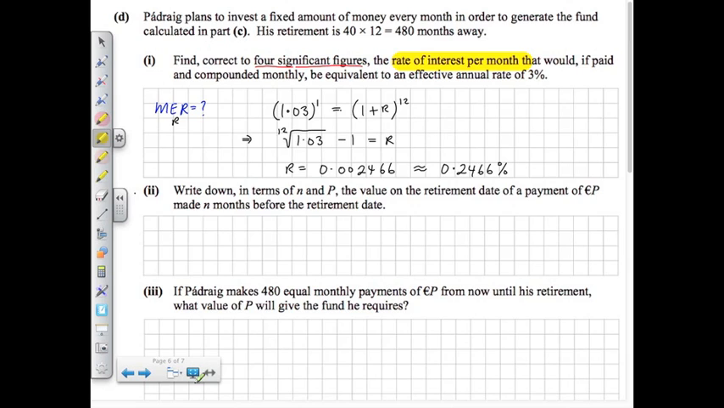Okay, the next part, we're to write down in terms of n and P the value on the retirement date of a payment P. This is the future value, so we write down the future value formula. In this question, the only information we have is that the monthly equivalent rate is going to be 0.002466. So just subbing in this value into the formula, the future value is P times 1.002466 all to the power of n. And that's all that question's asking. But this again is useful in the next part of the question.